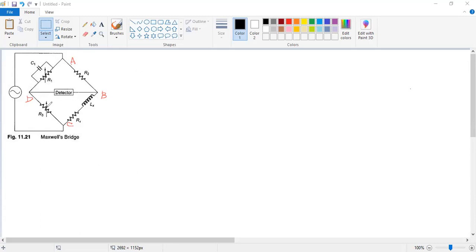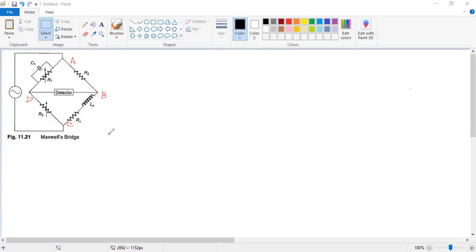In this case, AB and DC are purely resistive. But BC is a series combination of resistance and inductance, that is Lx and Rx. Okay, this is the unknown. And this DA is a parallel combination of a resistor and a capacitor. Okay, this is C1, this is R1, but R1 is variable, so we can change it.